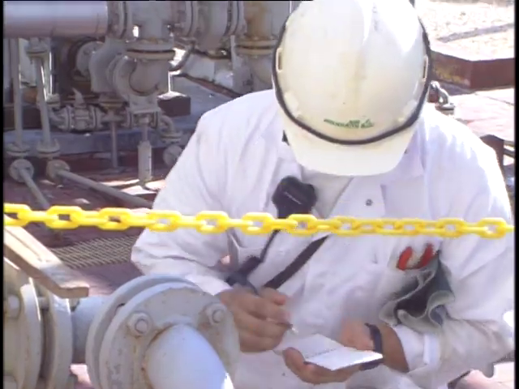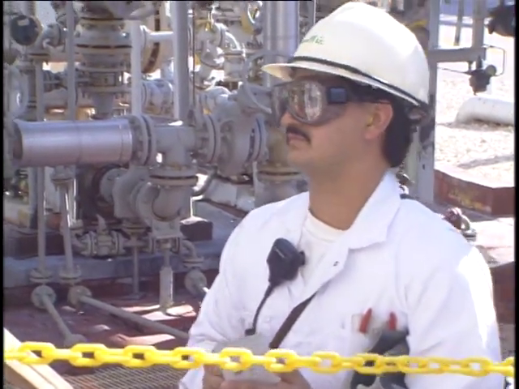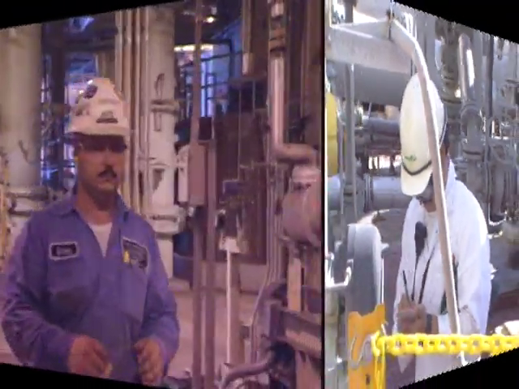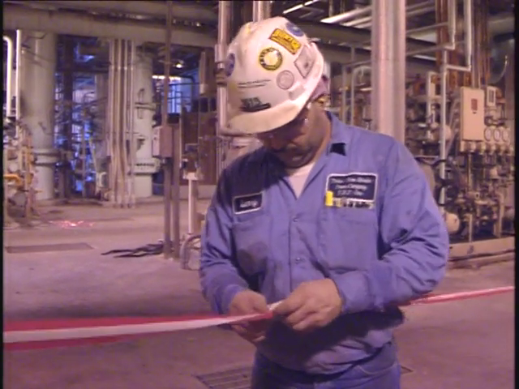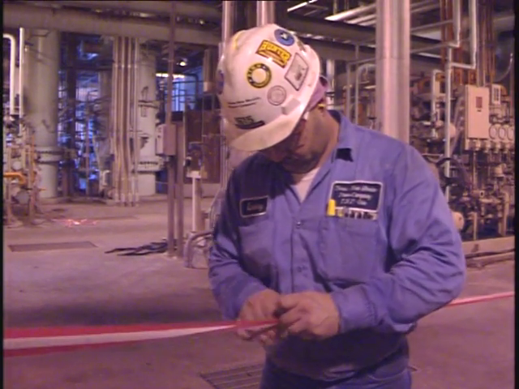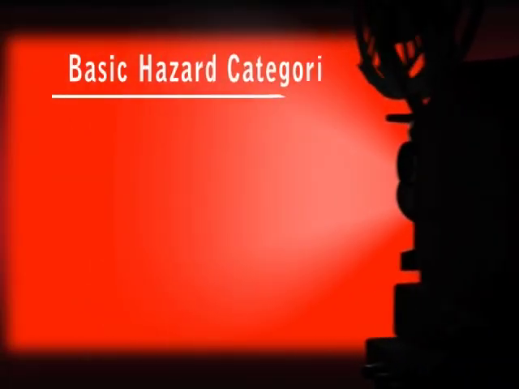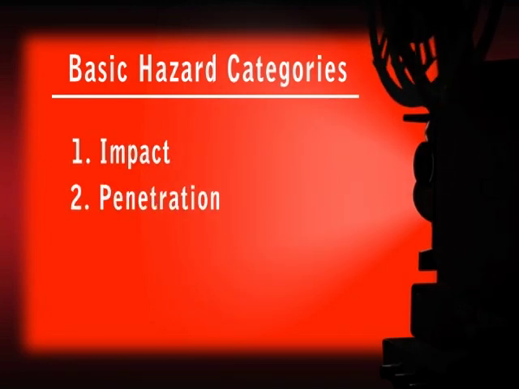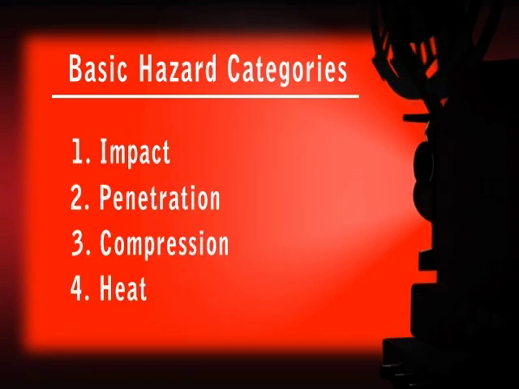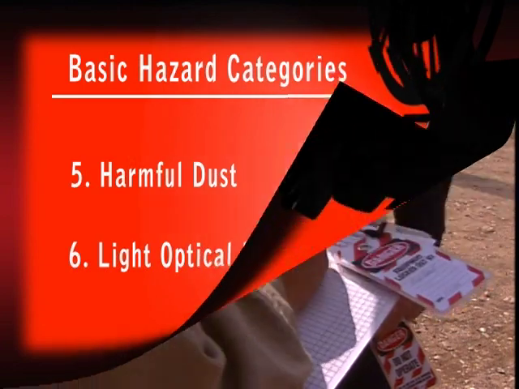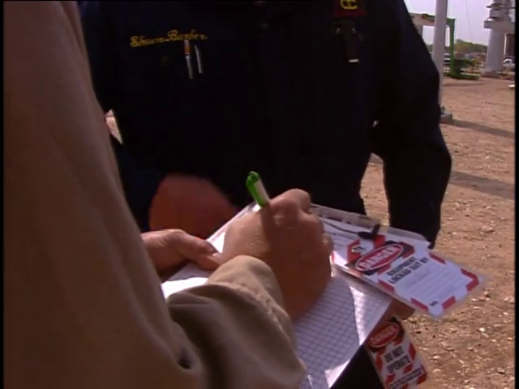The hazard assessment should be conducted by the company safety officer or other qualified individual to identify the sources of hazards. Hazard should be determined by assessing the tasks involved, the employee performing the tasks, and/or group of employees, especially if the group perform identical tasks. Basic hazard categories that should be considered include, but are not limited to, impact, penetration, compression, heat, harmful dust, and light optical radiation. All sources for hazards should be identified and recorded.